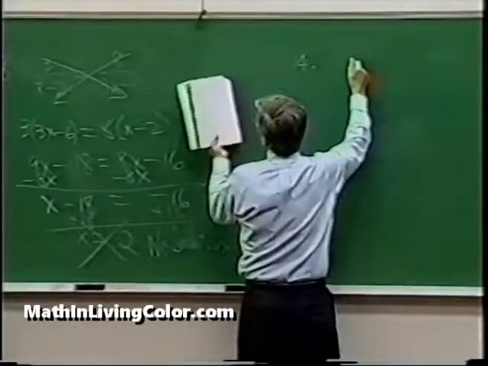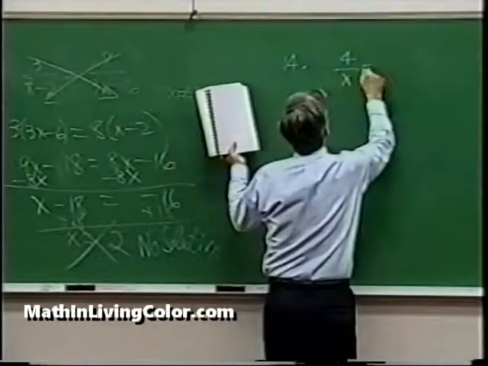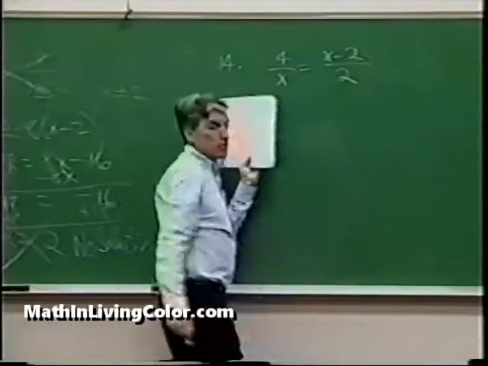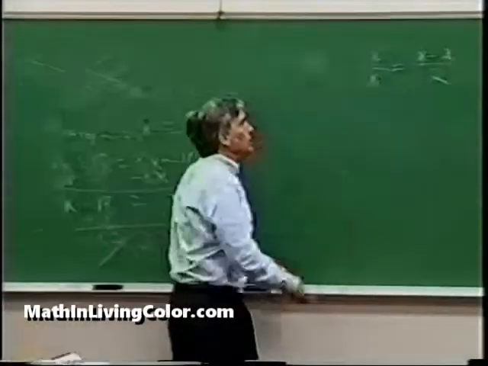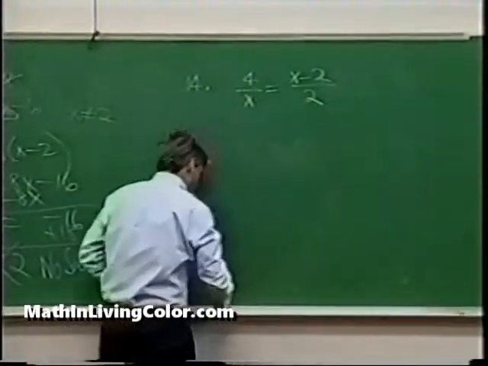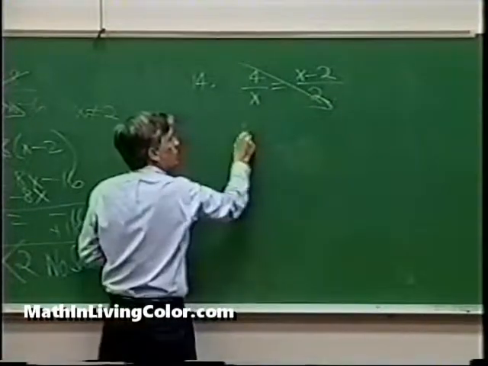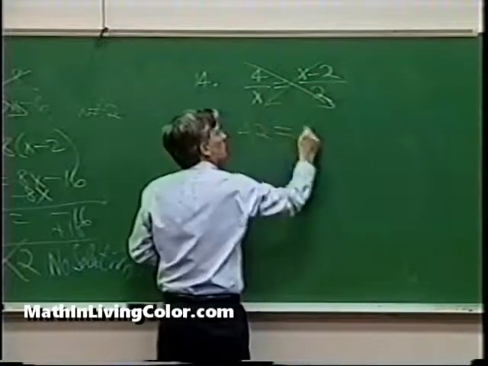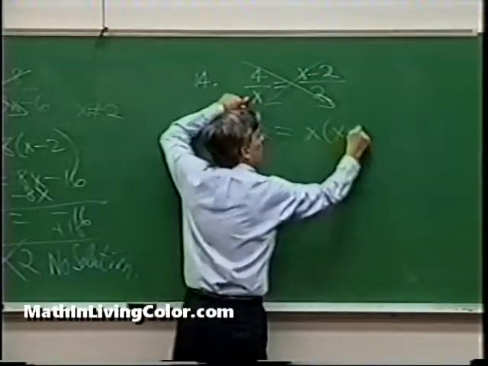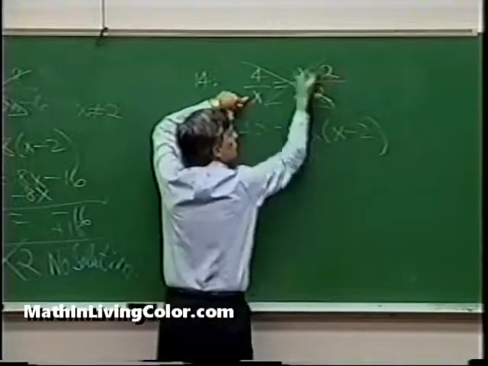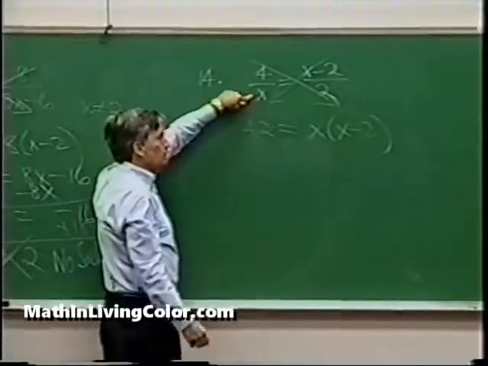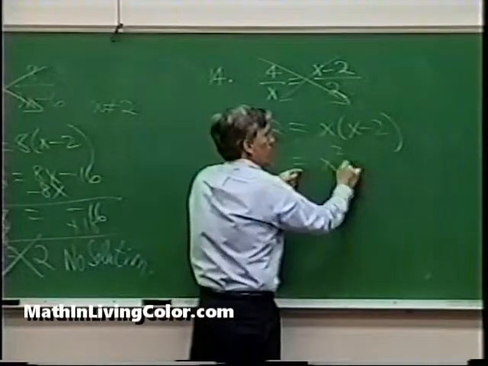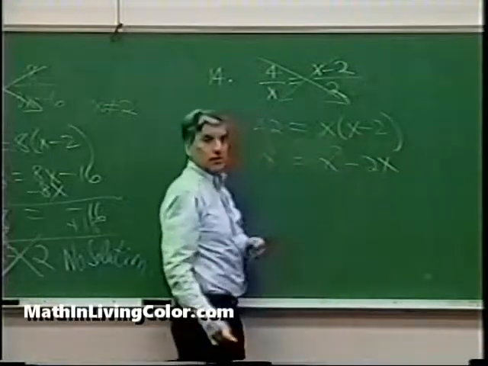On the same page, it says 4 divided by x equals x minus 2 divided by 2. And we'll do the same type of problem. We'll start with 4 times 2 equals x times x minus 2. See, I'm doing this times this equals this times this. And then what? 4 times 2 would be 8 equals x squared minus 2x.